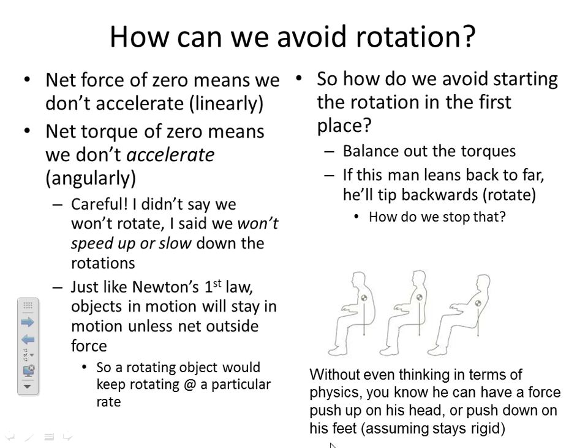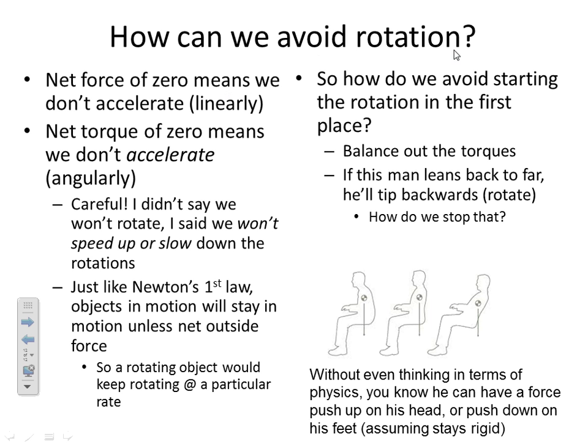Okay. So now that we've talked about rotation, how can we avoid rotation? If the net torque is 0, that means we're not speeding up, we're not slowing down. If we think back to Newton's first law, objects in motion stay in motion, objects at rest stay at rest, unless there's a net outside force. So the object will have a constant velocity, assuming there's no net force. It doesn't mean the object will move or not move. It'll just keep doing whatever it's been doing.